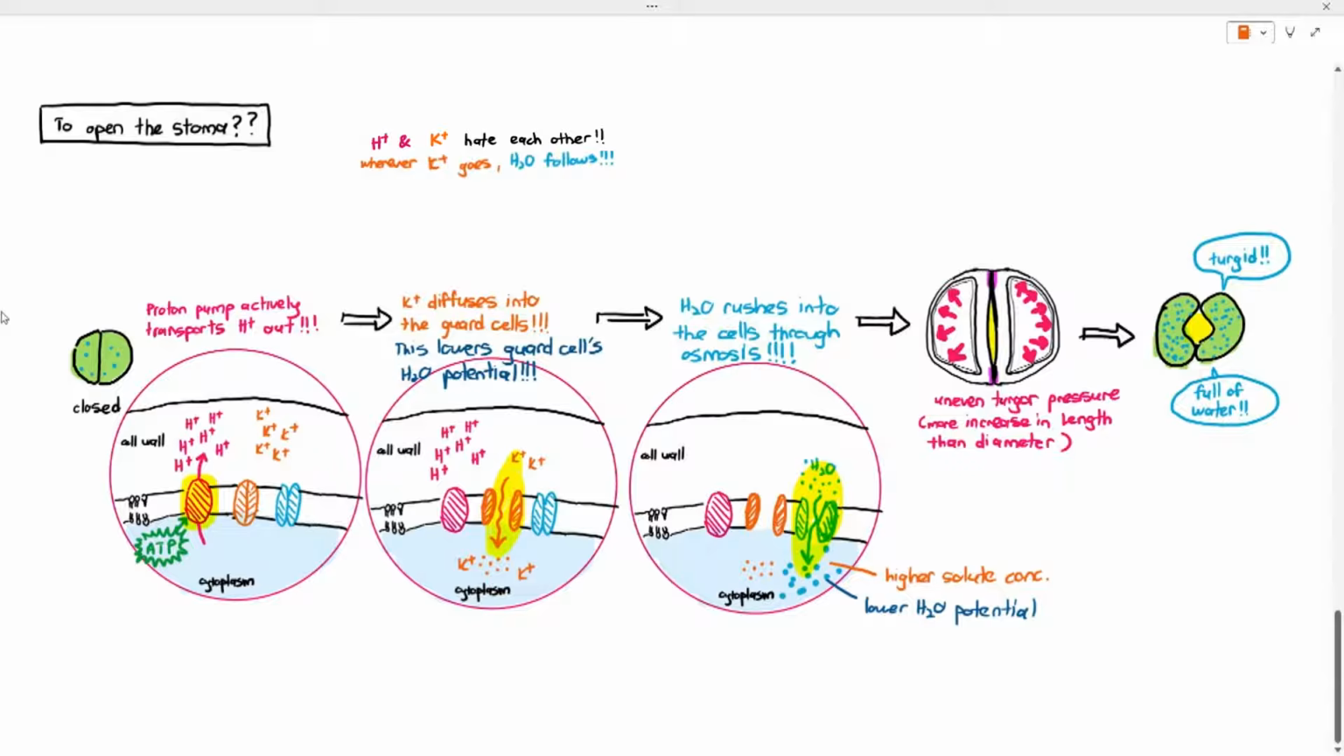The hydrogen ions move into the cell wall. Potassium ions hate the hydrogen ions, so they go into the cell in the opposite direction. And water also enters the cells by osmosis due to the lower water potential. Wherever potassium ion goes, water will follow, as you can see there I've highlighted in those 3 diagrams.